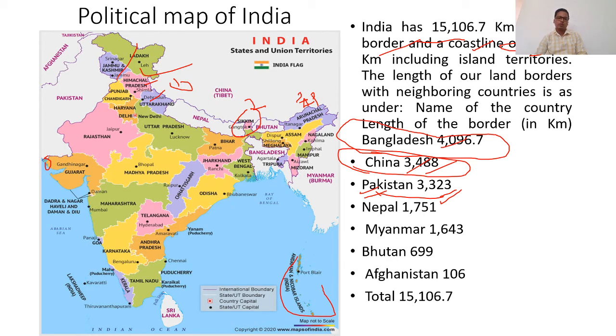It does not extend to Jammu and Kashmir or Ladakh; that would be the Line of Control. So this border starts from here, moves like this, and ends here, up to Punjab, Pathankot. Then the next country is Myanmar.